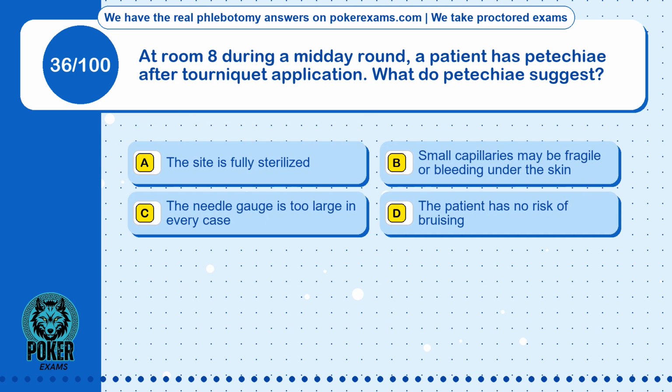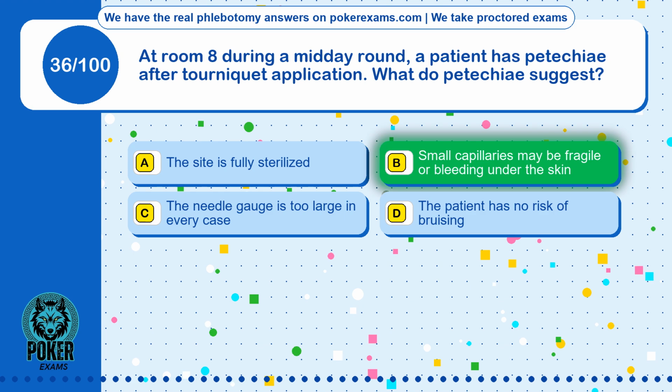Question 36. At room 8 during a midday round, a patient has petechiae after tourniquet application. What do petechiae suggest? Option A. The site is fully sterilized. Option B. Small capillaries may be fragile or bleeding under the skin. Option C. The needle gauge is too large in every case. Option D. The patient has no risk of bruising.